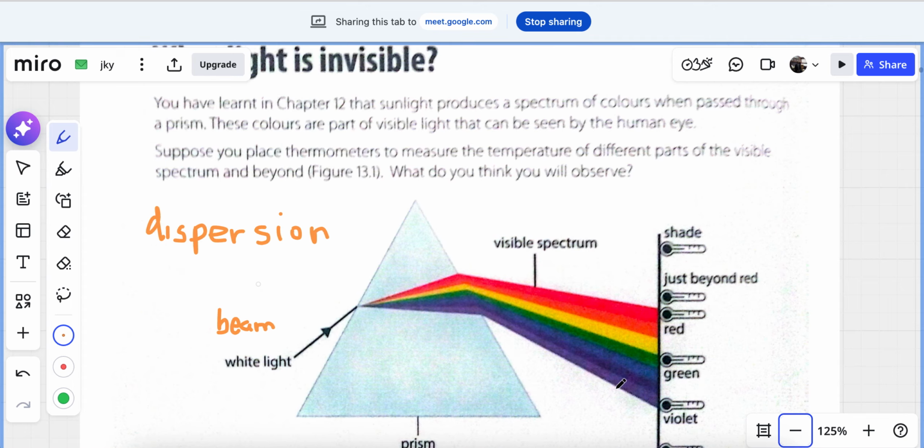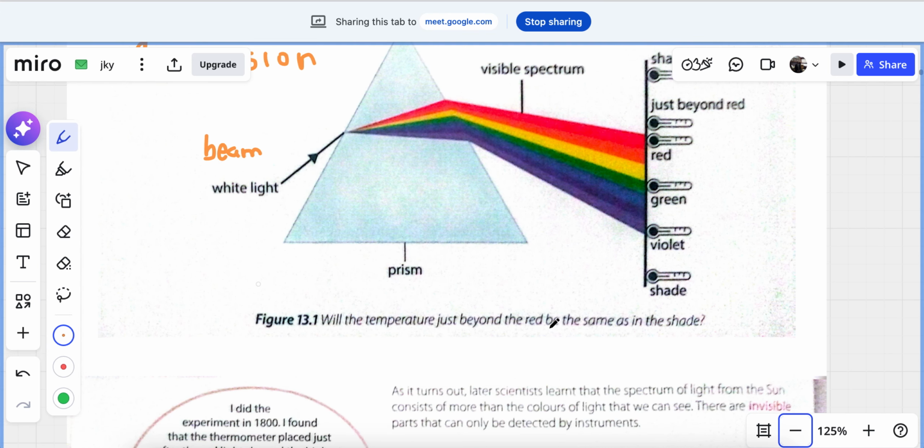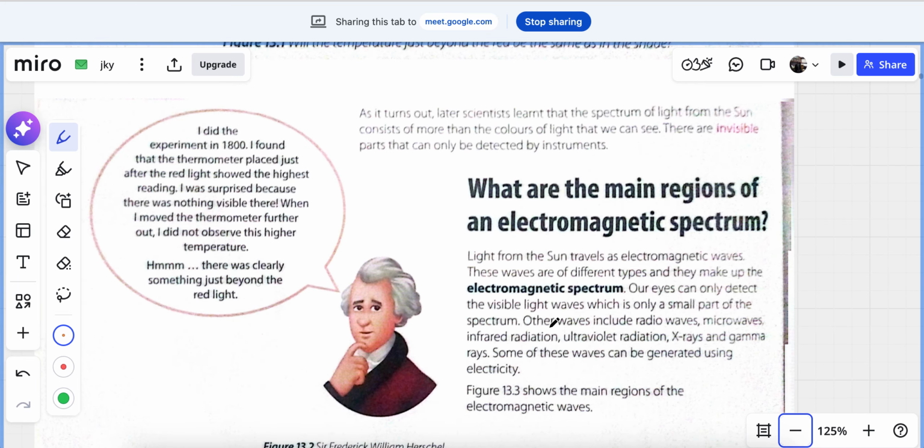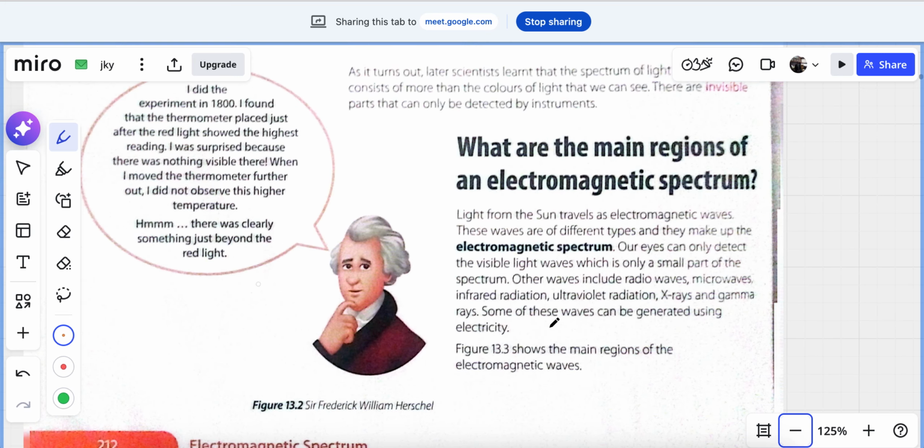The several colors of light produced by this process are called the spectrum of light. So we should be able to explain all these things in the proper perspective. What are the main regions of the electromagnetic spectrum?